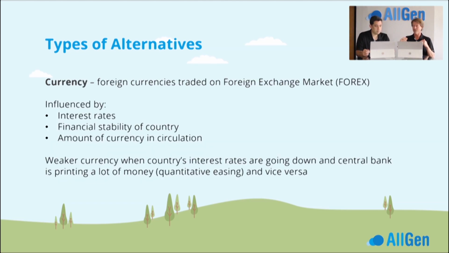Or currency. Sometimes the yen will go up or down, or the dollar will go up and down based off a lot of different factors: the country's interest rates, if they're printing a lot of money or not printing a lot of money, the financial stability of the country. Those types of things factor into currencies going up and down. You can actually own that as well. That's another type of alternative. So these are different types of alternatives.